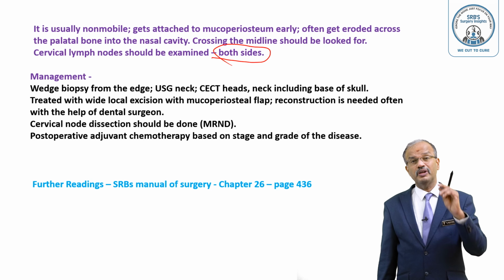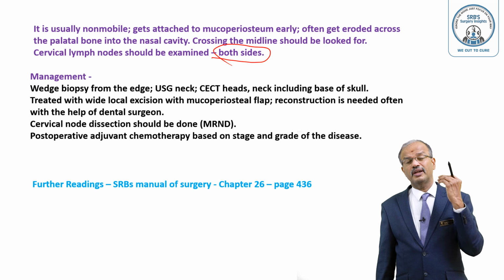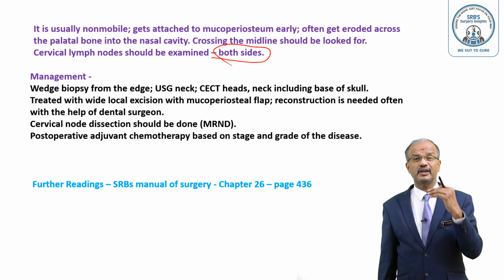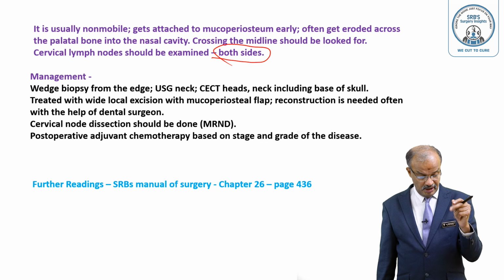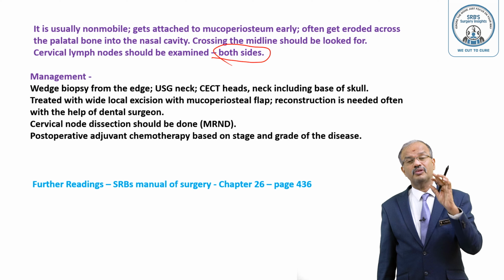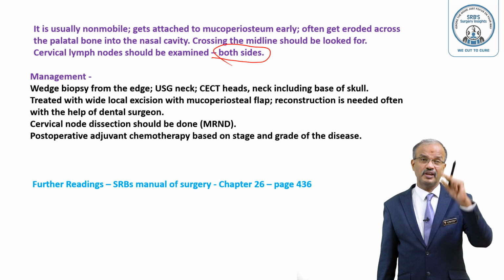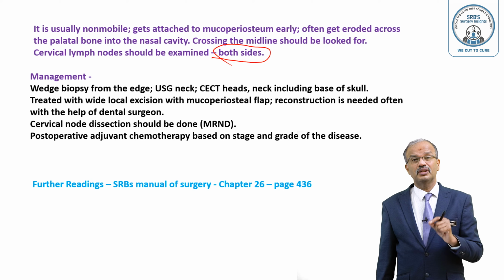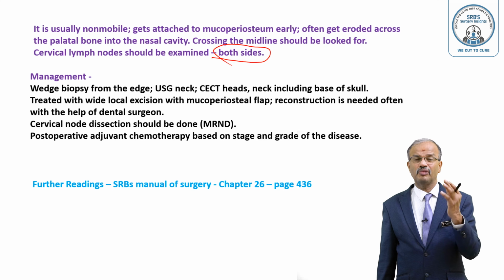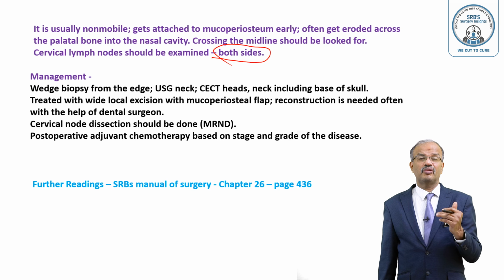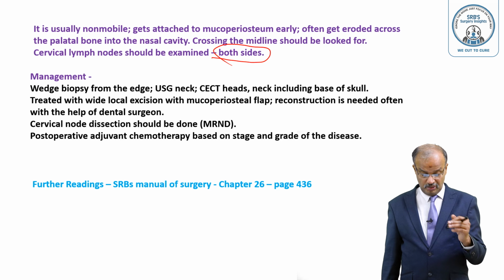And so management is wedge biopsy, ultrasound neck for lymph nodes, then CT head and neck region to get a very clear idea. If you want to see the palatal extension, you may have to do MRI. Then treatment is, once you confirm, wide local excision, and you can do some flap and reconstruct the area. A mucopalatal flap is rotated and placed there. You can always call the plastic surgeon or reconstructive surgeon to do that.